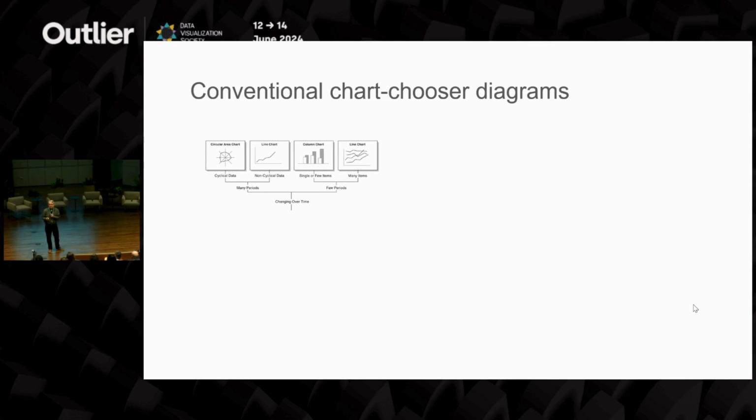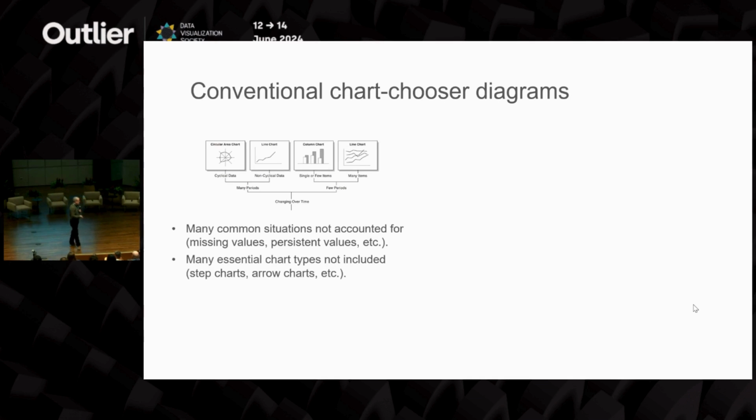Basically, I wish it were this simple. Obviously this is a lot simpler than the decision tree that I was showing you a few minutes ago. But lots of common situations are not accounted for. It doesn't address, for example, if the values occur at irregular intervals of time. What do we do if we have missing values? What about persistent values? Just not really accounted for.